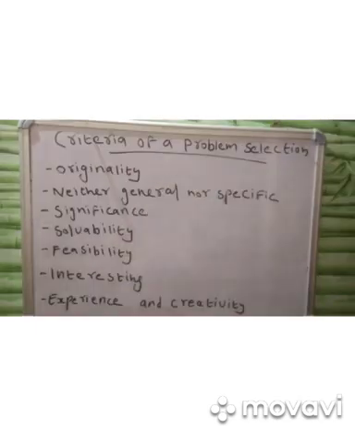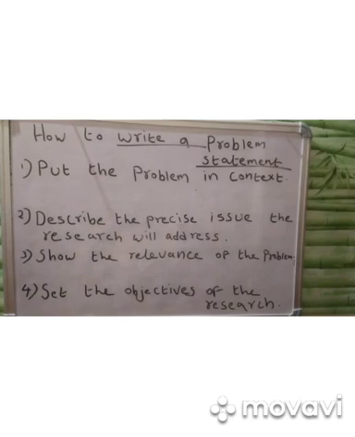Criteria for selecting a research problem: originality, neither general nor specific; significance, solvability, feasibility, and interesting, and experience and creativity of the researcher. How to write a research problem?